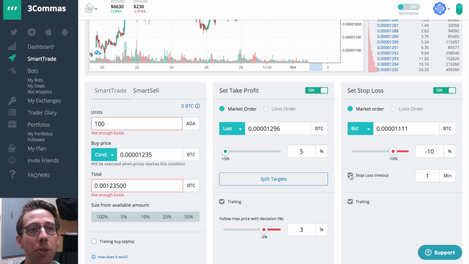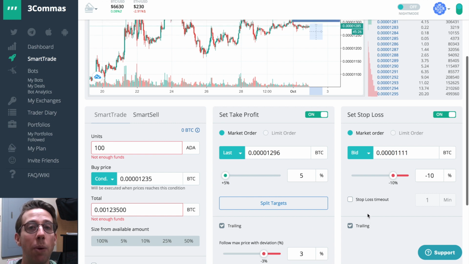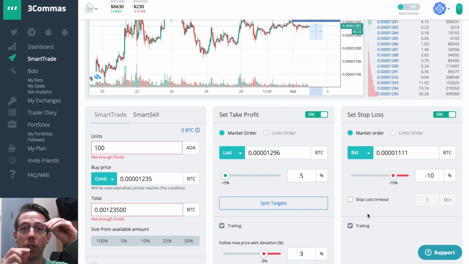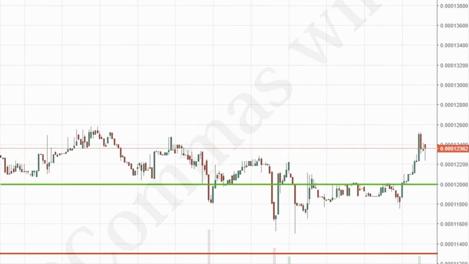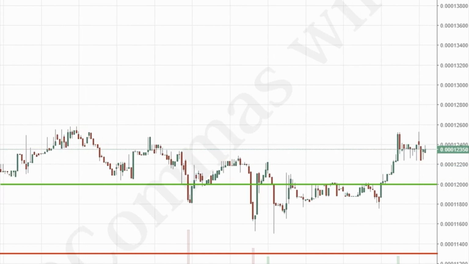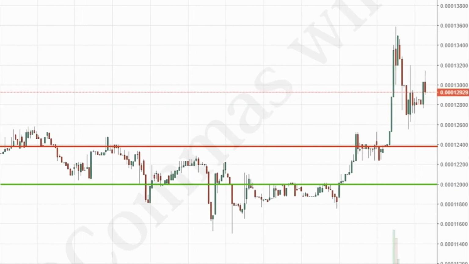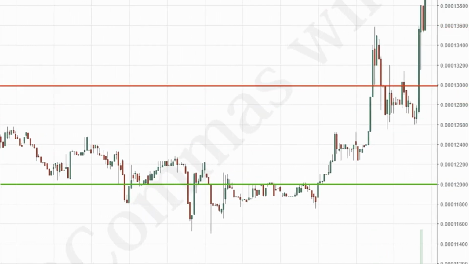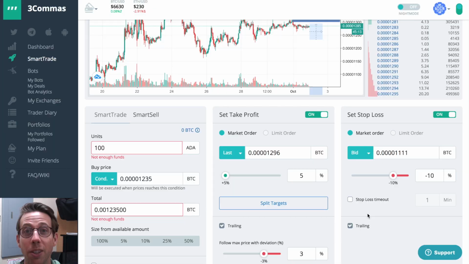Down here, we also have an option for trailing. This trailing is similar to the take profit, except trailing stop loss works below the price and follows it up. Watch this GIF to find more. This is pretty cool, right? This is the power of 3Commas. This is why I love this service.